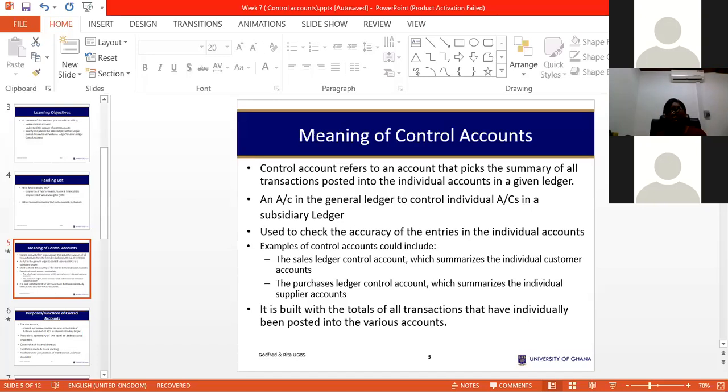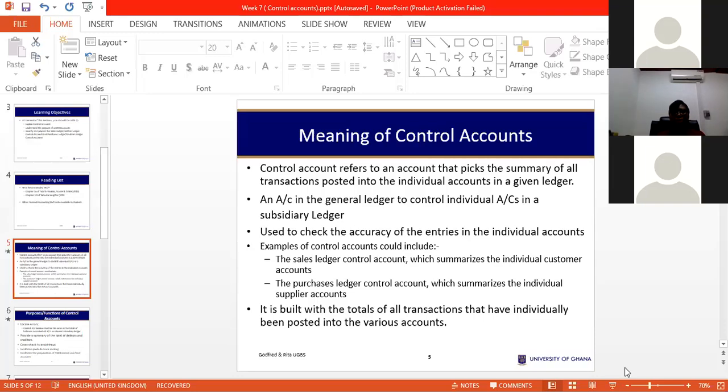Now the control account is also an account hosted in the general ledger. And it is supposed to control the individual accounts in the subsidiary ledger, okay? Another function it does is that the control account checks arithmetical accuracy of the entries within the individual accounts. So any figure we are picking, Ascertain, Freeman, Joe, if we add it up, we should be able to put it in the control account. And at the end of the period, whatever figure we capture in the trial balance should agree. So we know that we have picked the right figures and it is correct, okay?